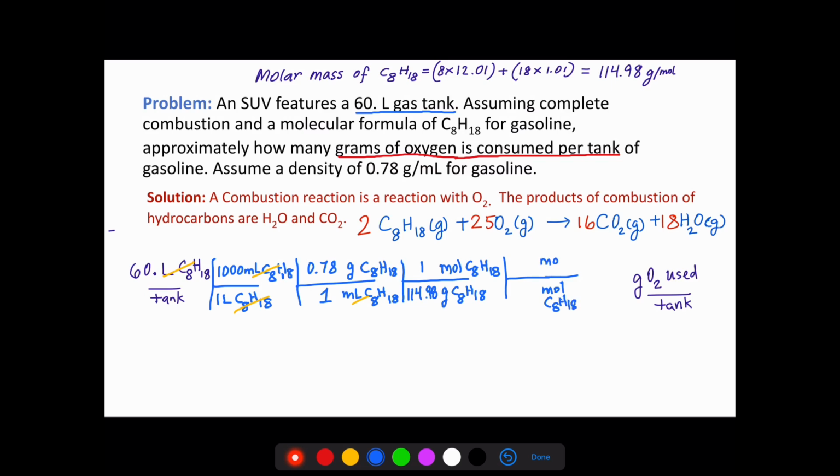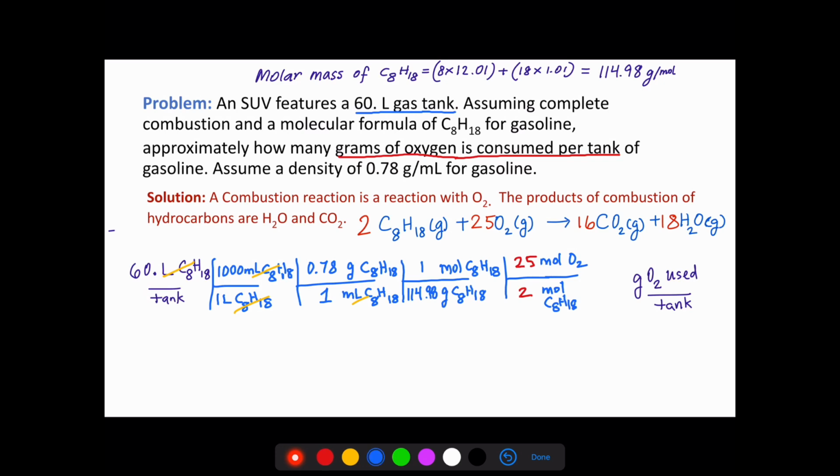Okay. Now, once I have moles of octane, I'm going to go from moles of octane to moles of oxygen using the molar ratio. For 2 moles of octane, you will use 25 moles of oxygen. So that's the molar ratio we are going to put. Okay, so 2 moles of octane uses 25 moles of oxygen.